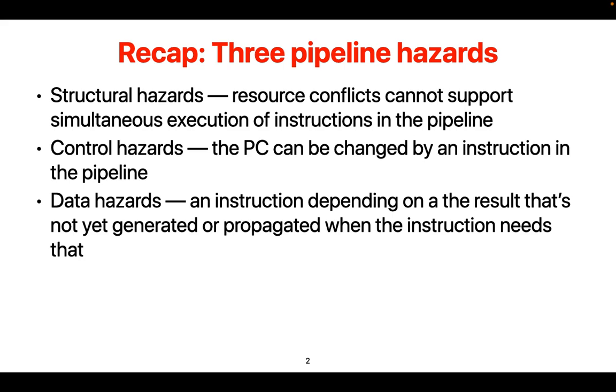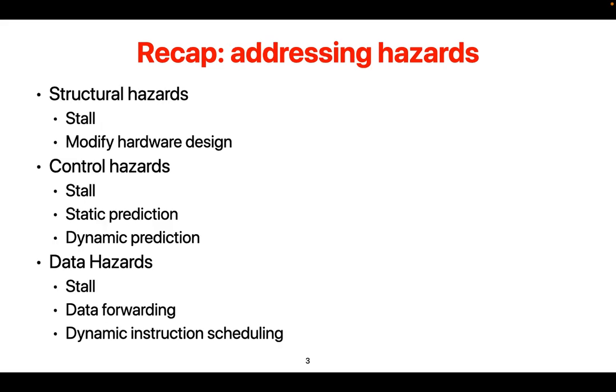Structural hazard is the case where we don't have enough functional units to serve the demand of two concurrent instructions in the pipeline. And control hazard is the case where we just don't know where the next instruction is that we can fetch from. And data hazard is the case that, well, the instruction is right there, functional units are available, but we just don't have data that's ready for us to process.